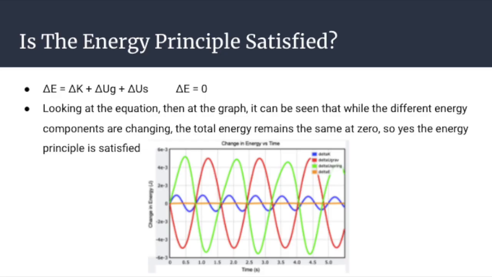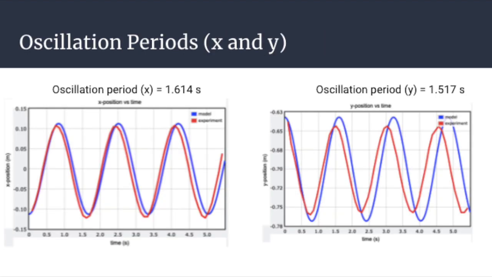Is the energy principle satisfied? Well, looking back at the equation and knowing the energy change for the whole system should be 0, the graph produced by the code does satisfy the energy principle. The various forms of energy fluctuate throughout the experiment, but the total energy, represented by the orange line, stays at 0. Here are the two graphs produced by the position versus time.